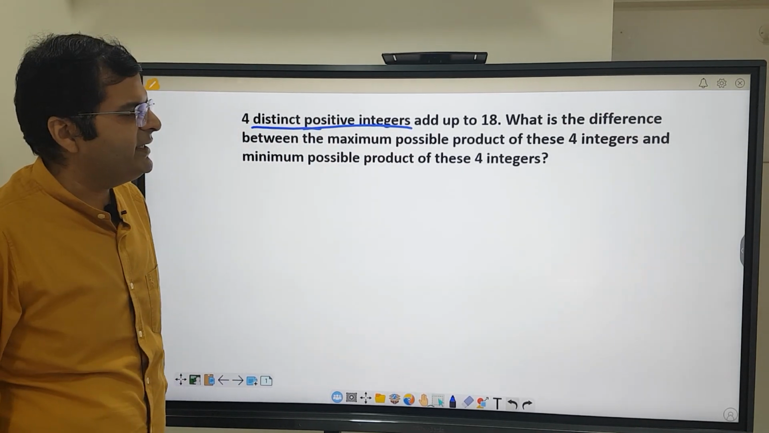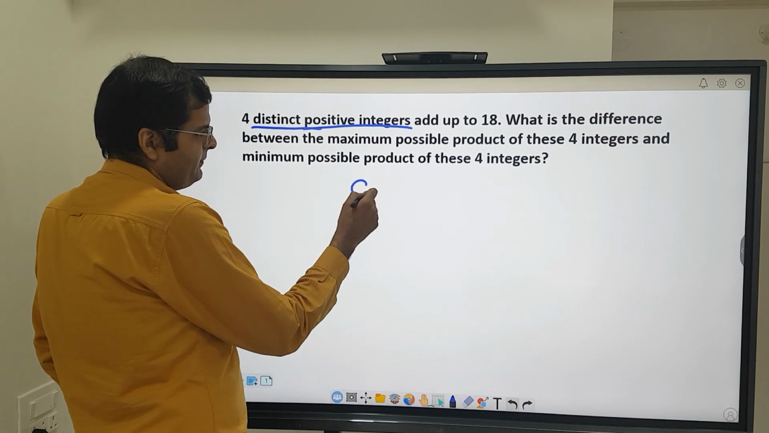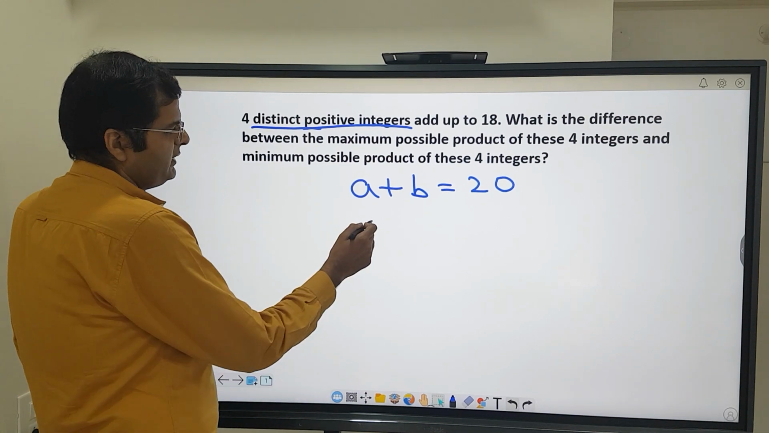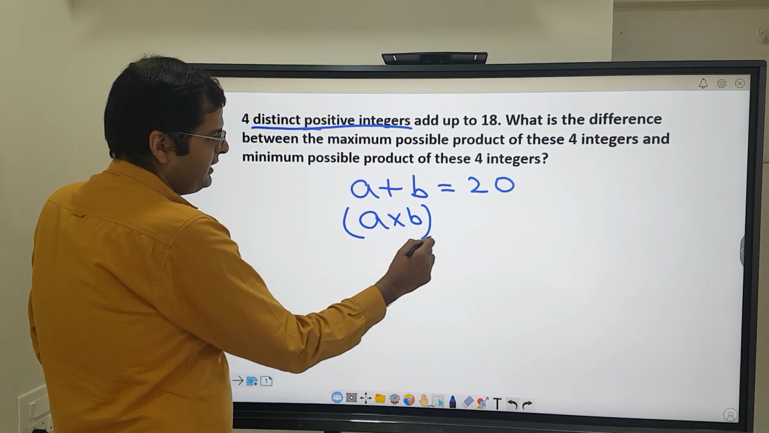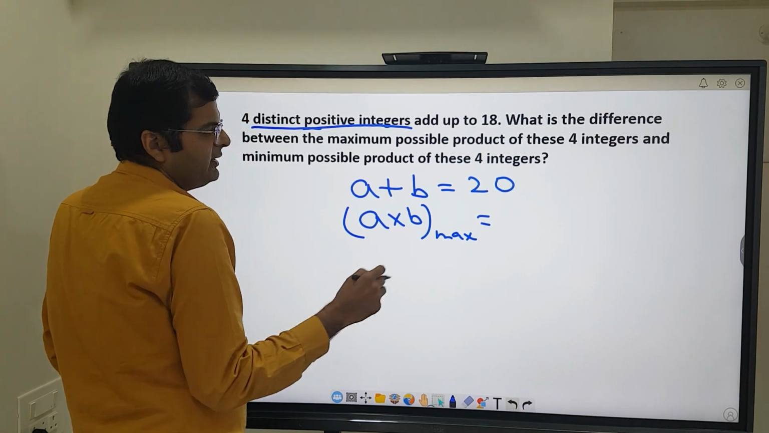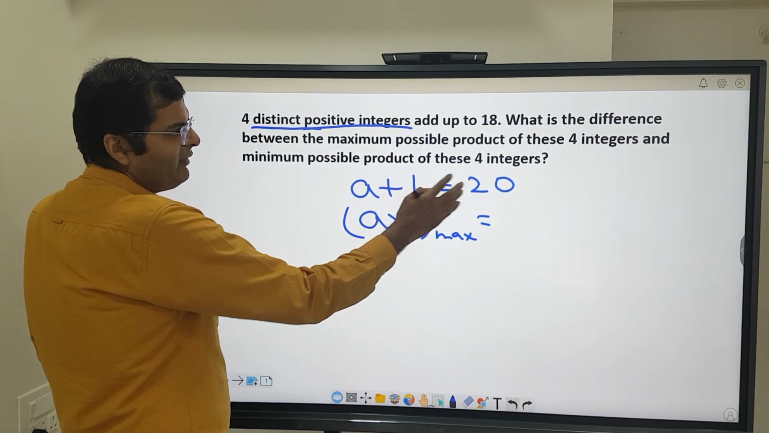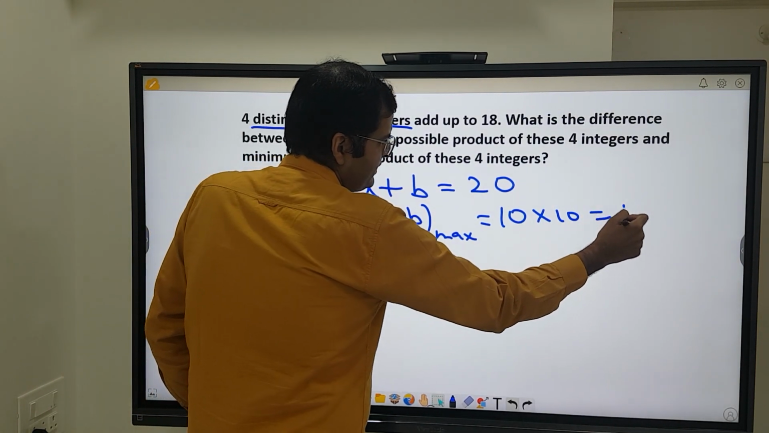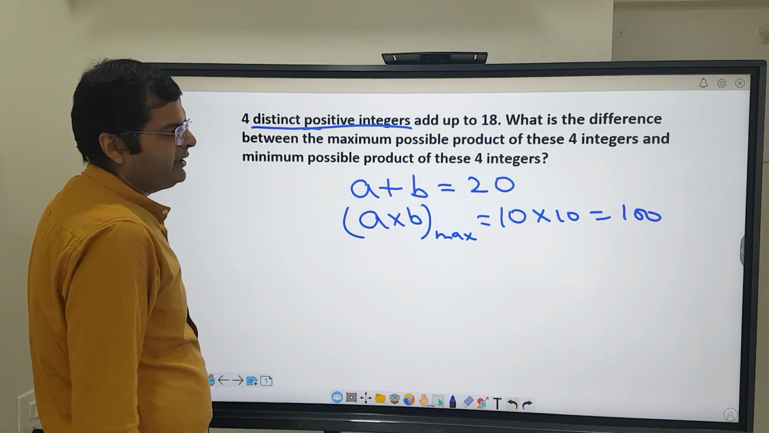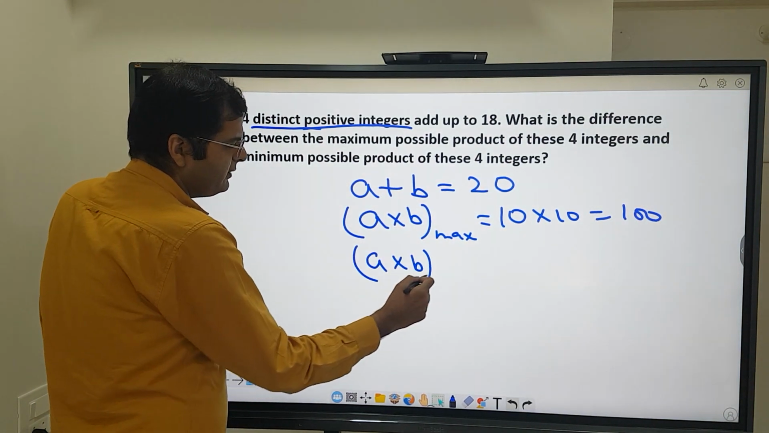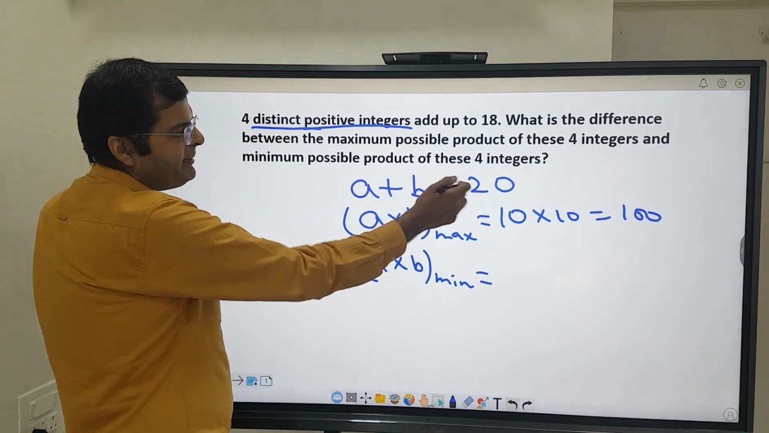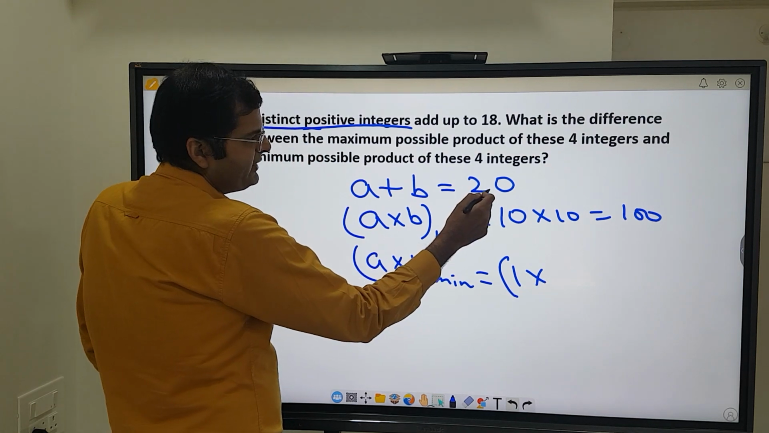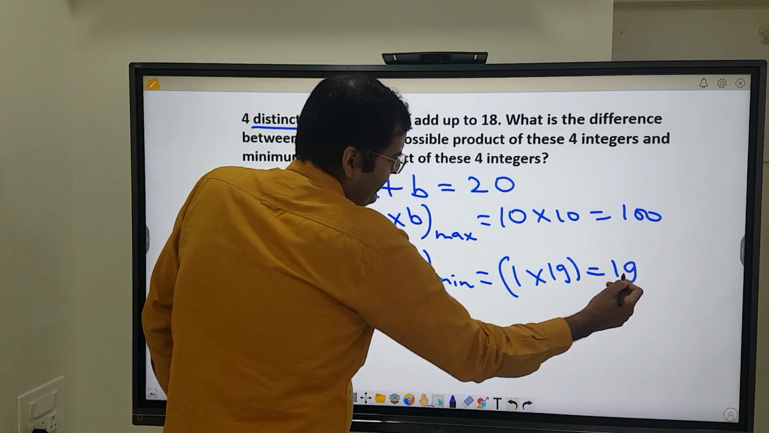Before starting this question, we'll cover a concept quickly. If I have two numbers a plus b, let us say they add up to 20, and they are integers, if I have to maximize a into b, that will only happen when a and b are given equal values. So 20 by 2 is 10 and 10, which gives 100. So 100 is the maximum possible product here. If I have to minimize the product, then I will give one of them the value 1, and the other one is the remaining value. So one of them is 1, the other is 19. So this is how you get the maximum and minimum values.